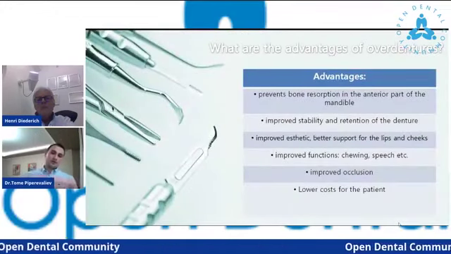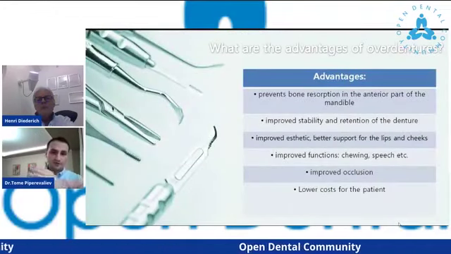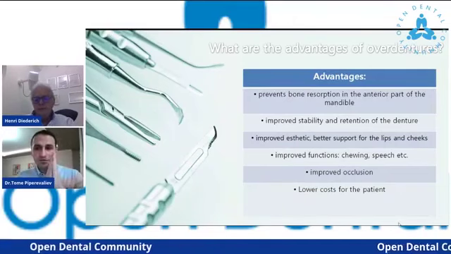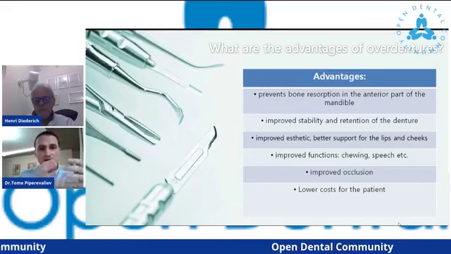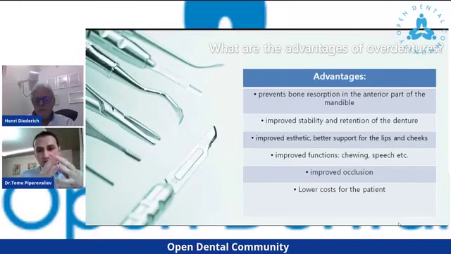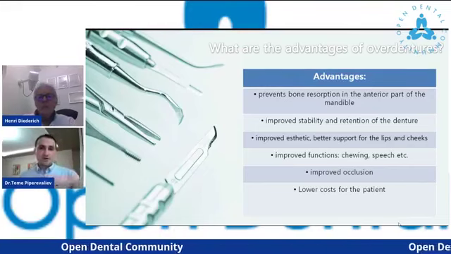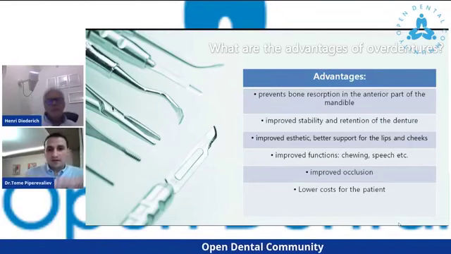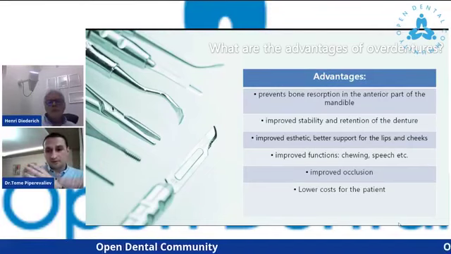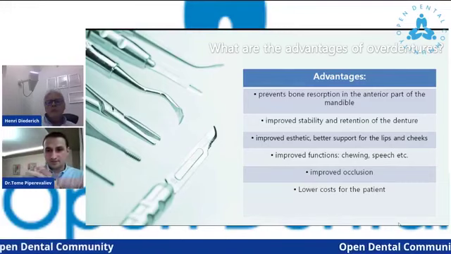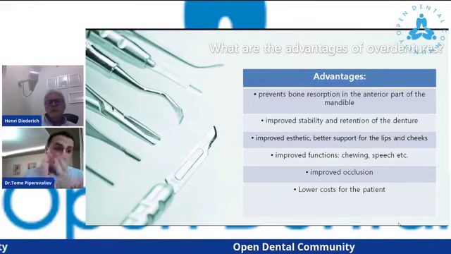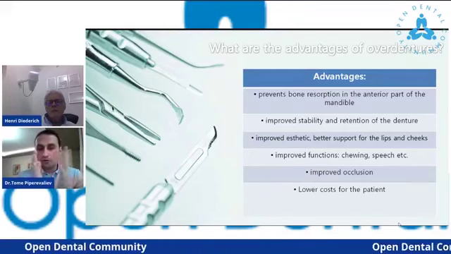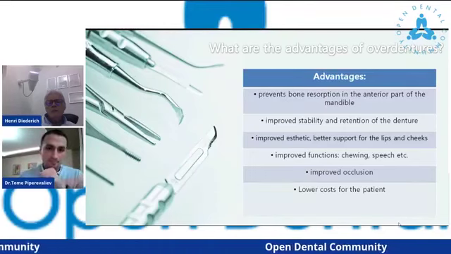So what are the advantages of overdentures? Overdentures prevent bone resorption in the anterior part of the mandible. They give us better stability and retention for the denture, improved aesthetics, better support for the lips and cheeks, and they give better function in mastication, speech, etc. And as I said, this is the lowest cost, the cheapest treatment solution for our patients.